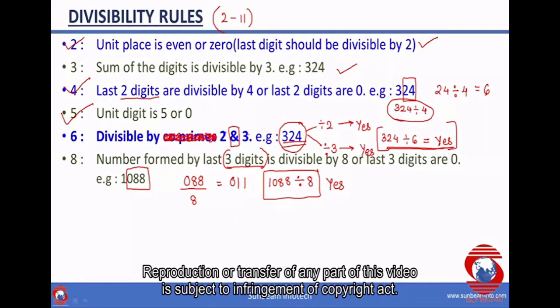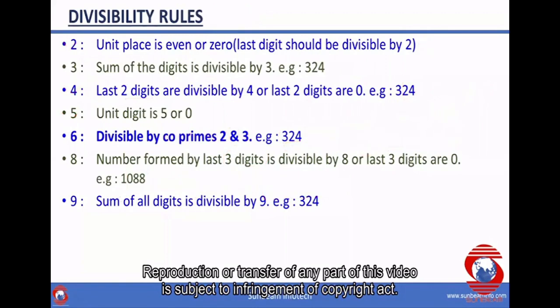8 की डिविजिबिलिटी रूल क्या है? अगर लास्ट 3 डिजिट्स आर डिविजिबल बाय 8, देन द एंटायर नंबर इज डिविजिबल बाय 8, that a big number or given number is divisible by 8. Fine. Now speaking about 9, I said 9 and 3 are same, but there is a small comparison.